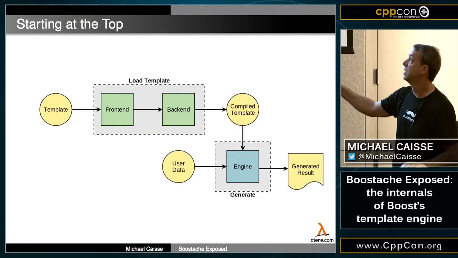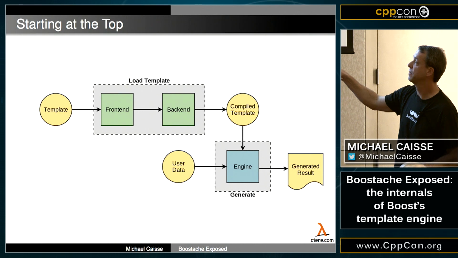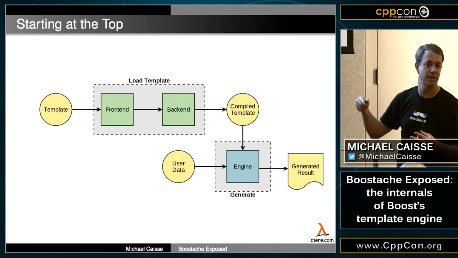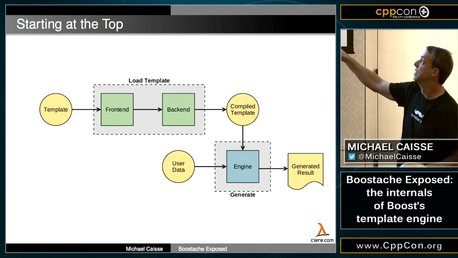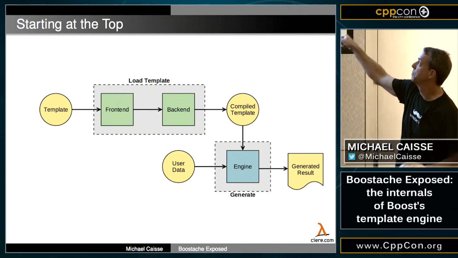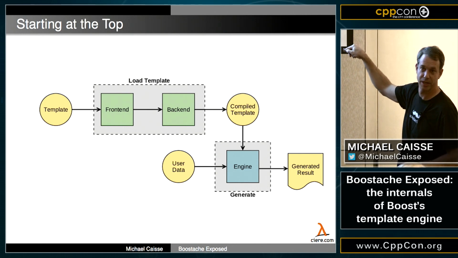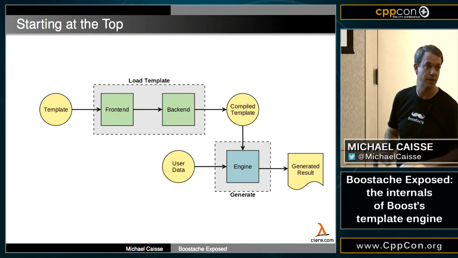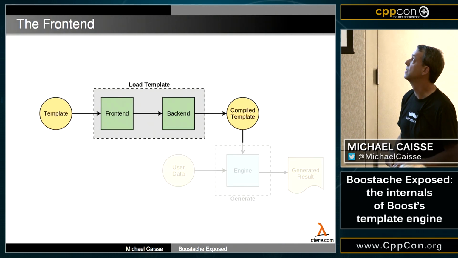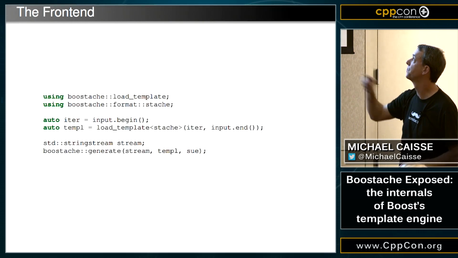So inside, we've got the template, the description of what we want to plug things into. This is the load template call that you saw. It has a front end that's going to parse this in. It's got a back end that's going to take care of creating a compiled template. The compiled template and the user data are going to be applied via the engine. That's the generate call we saw. And that's going to create the output. So let's look at these different stages, starting with the first part, this first stream through.